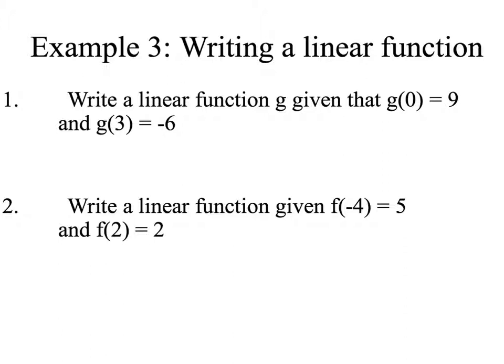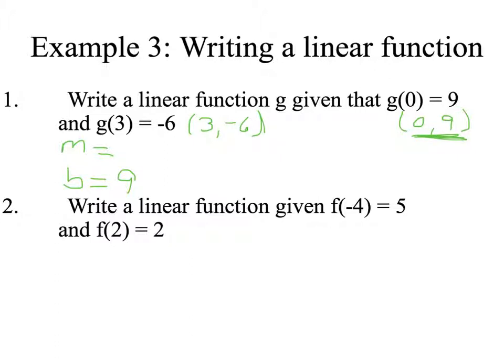What I'm basically doing here is I'm hiding your ordered pairs from you. As you look at the first problem, your first ordered pair is 0, 9, and your second ordered pair is 3, negative 6. In order to write an equation, we need to find m and we need to find b. In this case, we know b. b is 9. We know it's 9 because it was the one with the 0.